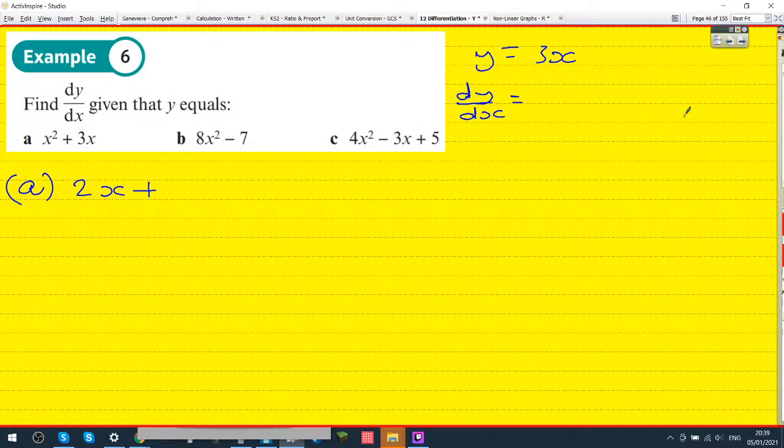3x to the power of 0. What is anything to the power of 0? 1, which is 3. The line y equals 3x, what's the gradient of that line? It goes up 3. Correct. Its gradient is 3, and so that's why it's not a function. It's just a constant 3, the whole thing.